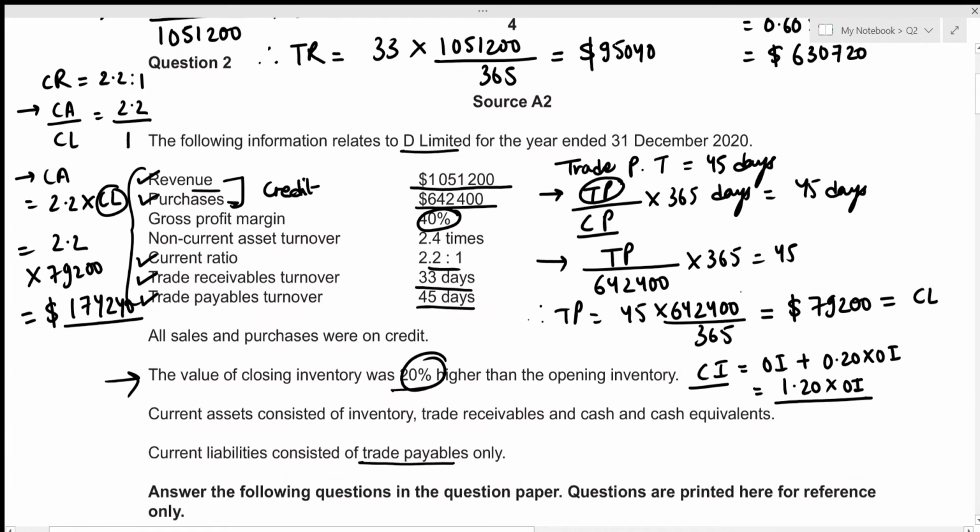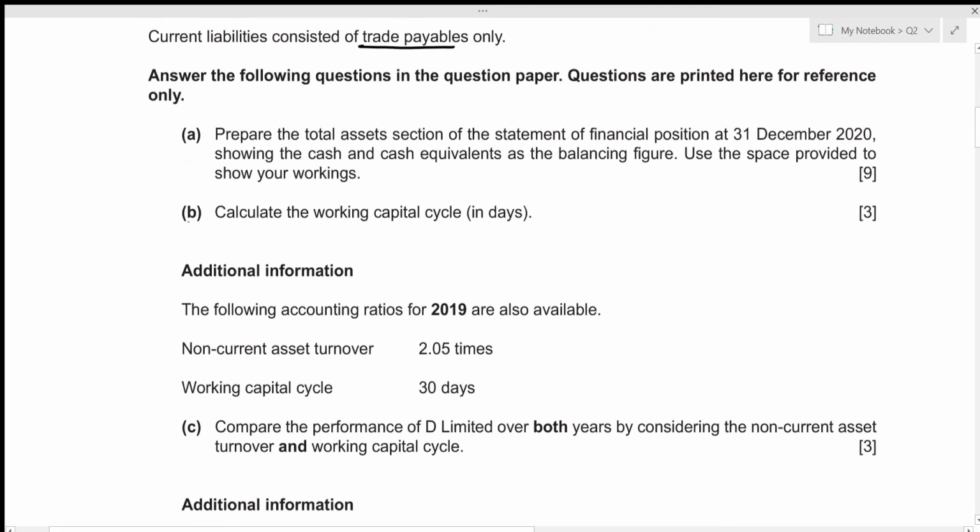Okay, so we also made use of the third information. Now we have our non-current asset turnover of 2.4 times. Let's solve that one as well. So we have non-current asset turnover of 2.4 times. And we know that the formula for non-current asset turnover is just the sales divided by total assets. And that's 2.4. And this will only be the non-current asset.